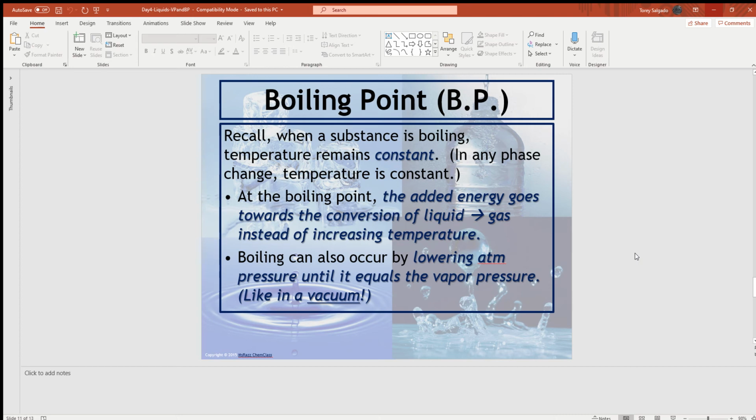And next, boiling can also occur by lowering atmospheric pressure until it equals the vapor pressure, like in a vacuum. So you can boil something if you lower its atmospheric pressure enough to where it equals the vapor pressure, and it will boil spontaneously.